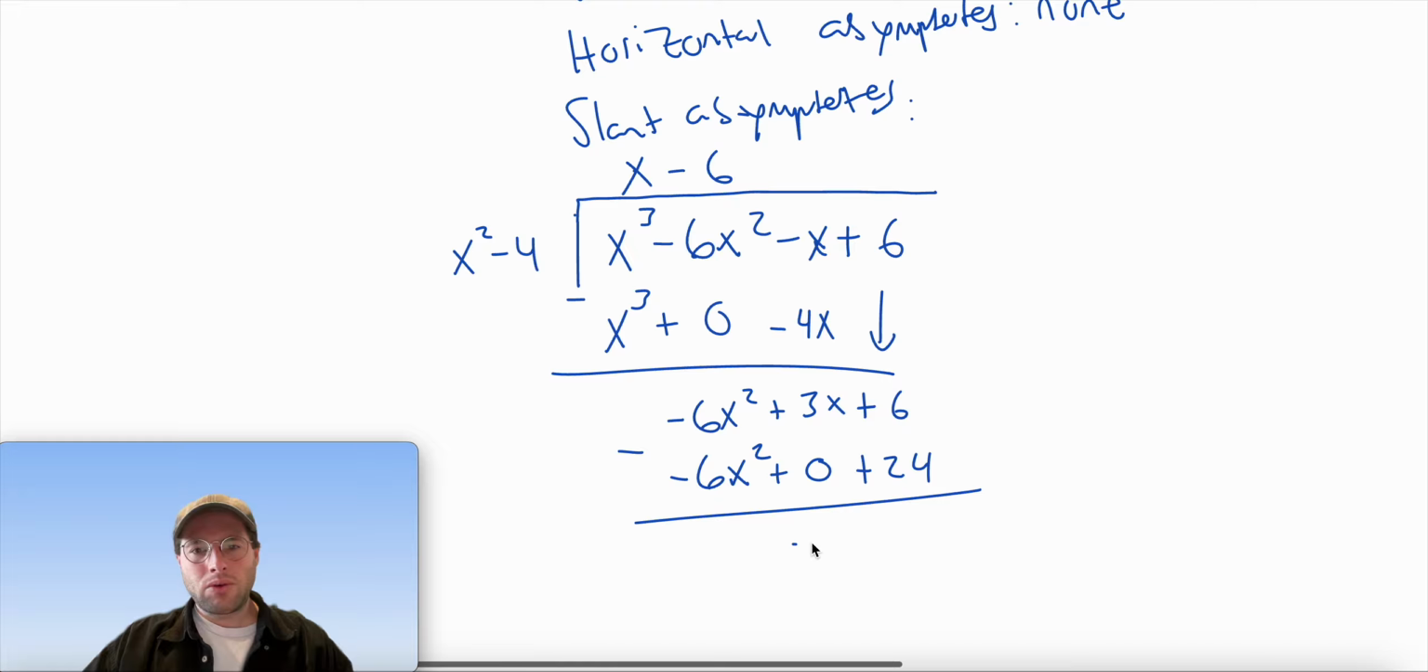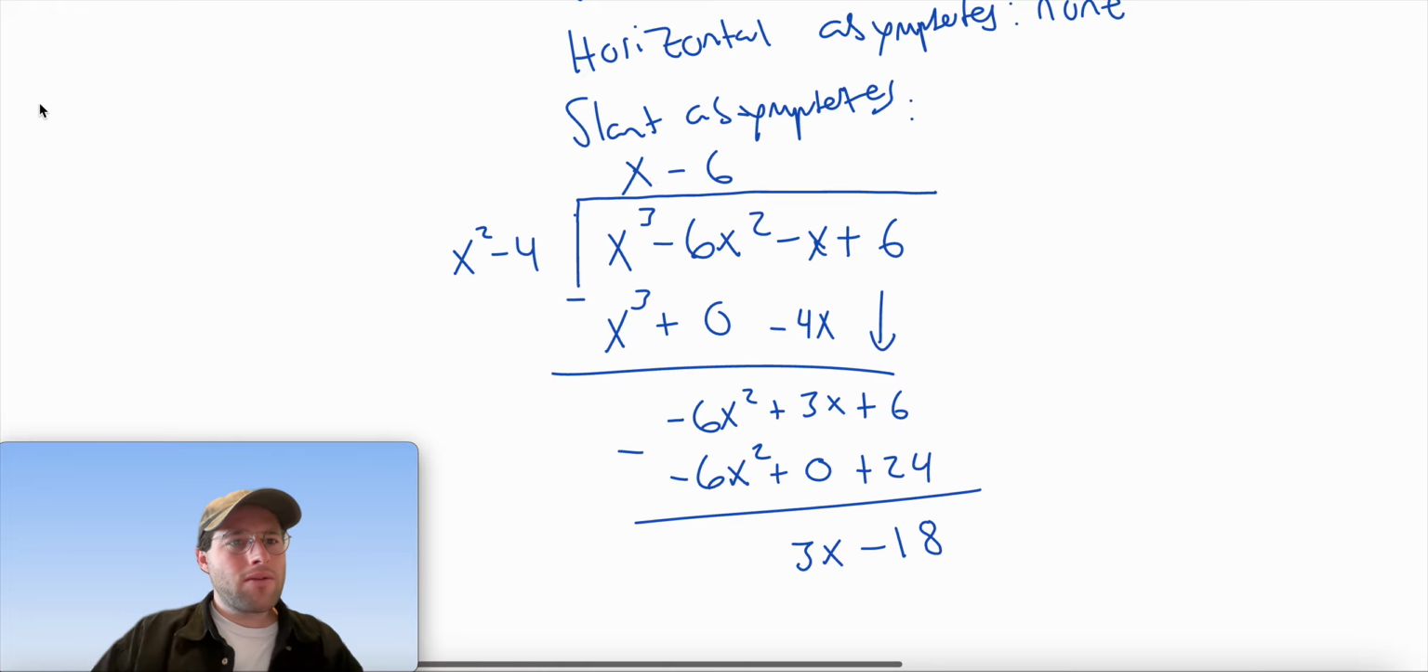We'll be left with a 3x on bottom, and 6 minus 24 will leave us with a negative 18. And now we can notice here that there's nothing we can multiply the x squared by to get a 3x. So this right here is actually going to be our remainder, and this x minus 6 will be our quotient.